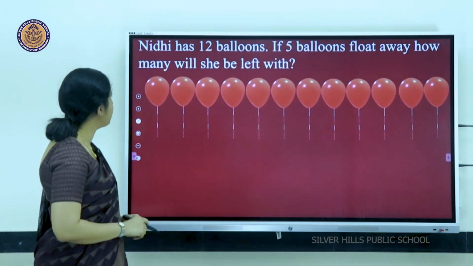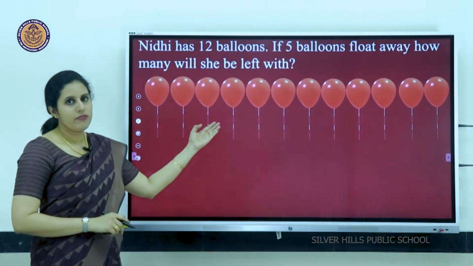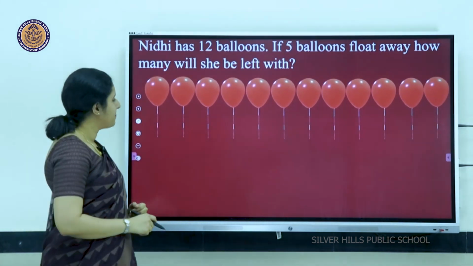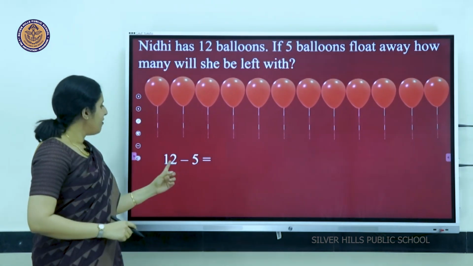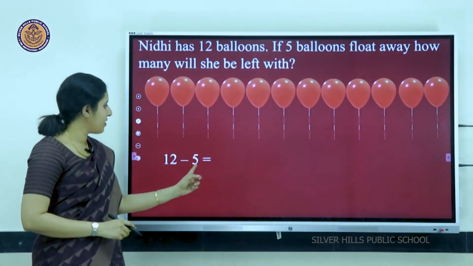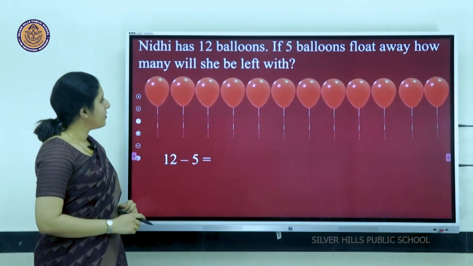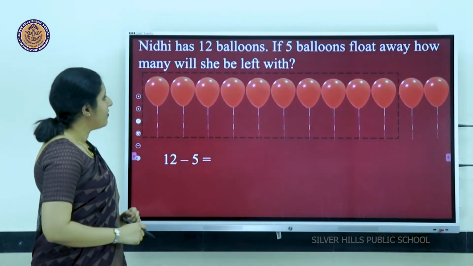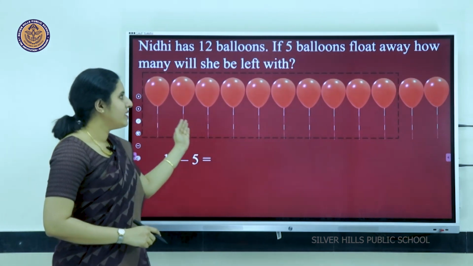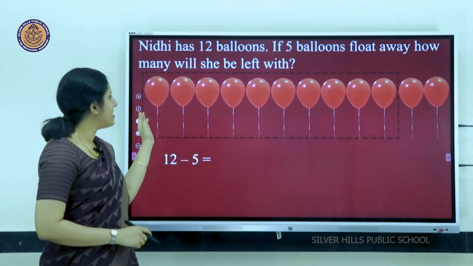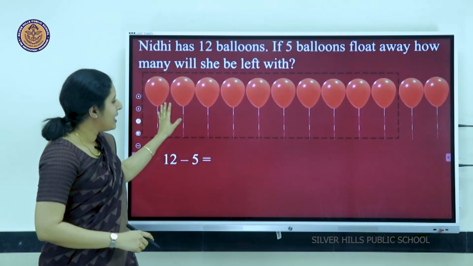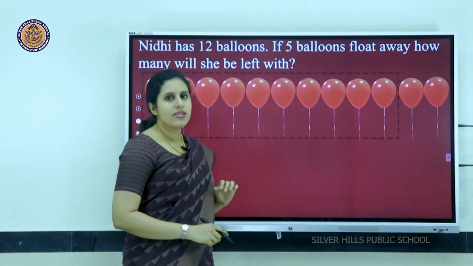So, I hope you got the problem. There are 12 balloons altogether with Nidhi. How many balloons are floating away? 5 balloons are floating away. Now, 12 balloons, 5 are floating away means how do you write this subtraction sentence? Yes, 12 minus 5. This answer we will find out. Before that, in this method, what we do first is we split these 12 balloons as 10 and 2. Since you know 12 is 10 and 2, first we do that.